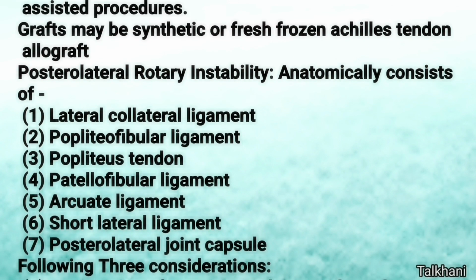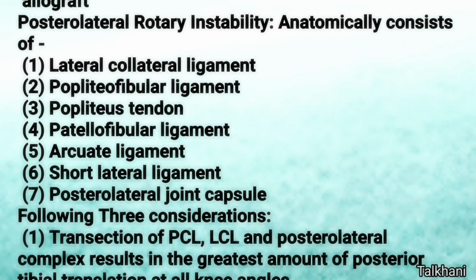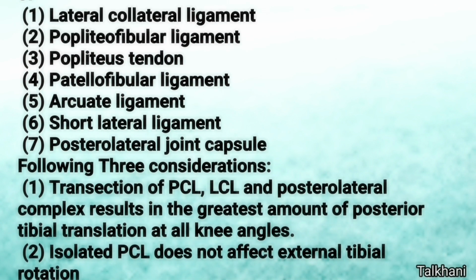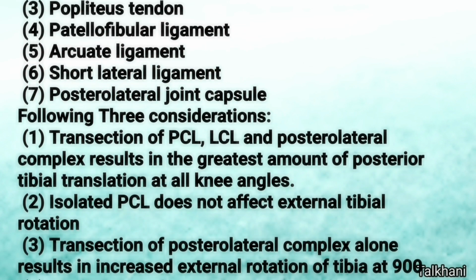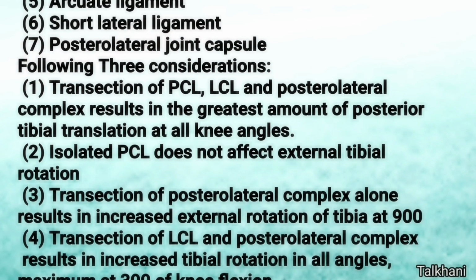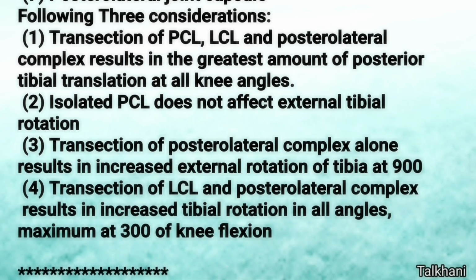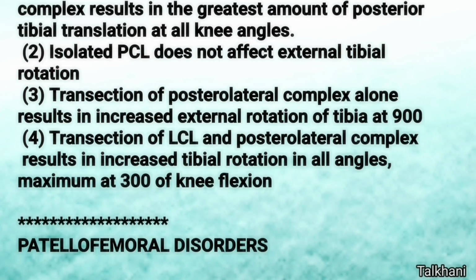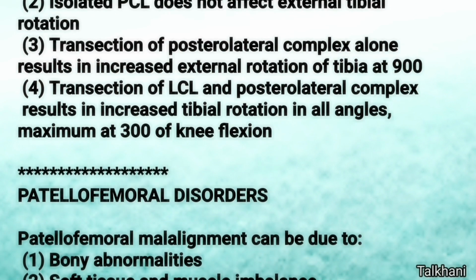Transection of posterior cruciate ligament, lateral collateral ligament, and posterolateral complex results in the greatest amount of posterior tibial translation at all angles of knee flexion. Isolated PCL does not affect external tibial rotation. Transection of posterolateral complex alone results in increased external rotation of tibia at 90 degrees of knee flexion. Transection of lateral collateral ligament and posterolateral complex results in increased tibial rotation at all angles, maximum at 30 degrees of knee flexion.